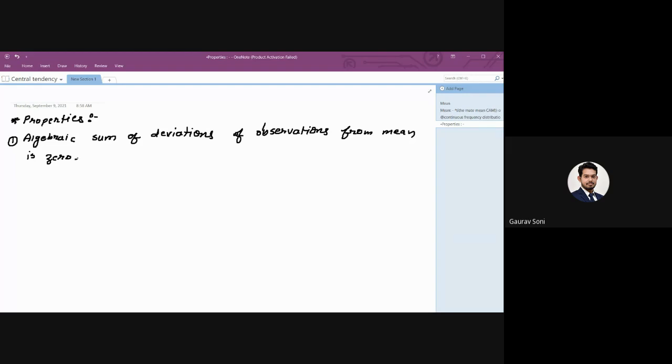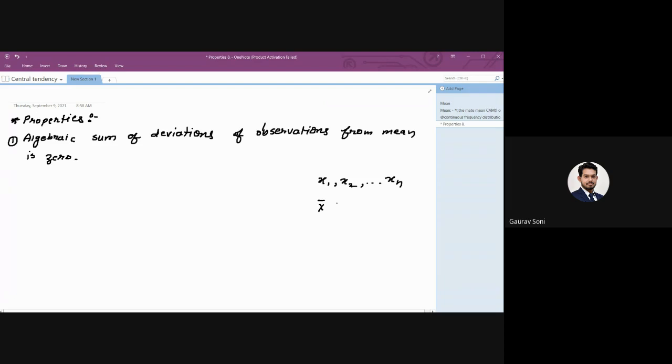Can someone explain this? What do you mean by this? Which means that if we find the deviation, that is xi minus x bar, for every element, then the sum would be 0. So I'll just try to prove this here. X1, X2 up to Xn, these are the entries, say, for an example, and X bar is the mean for this.